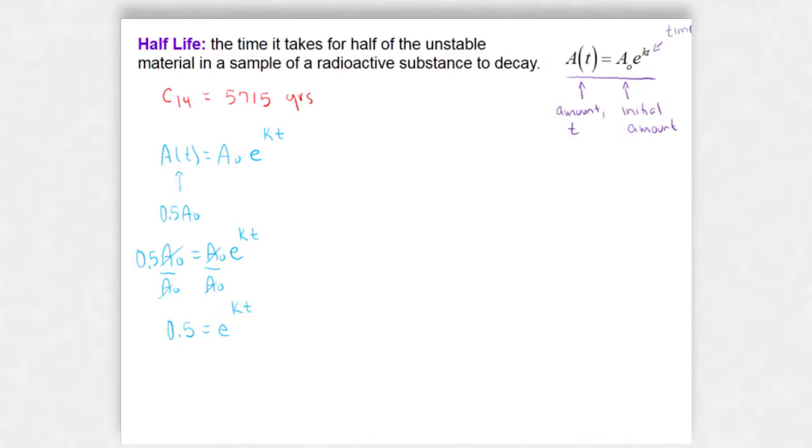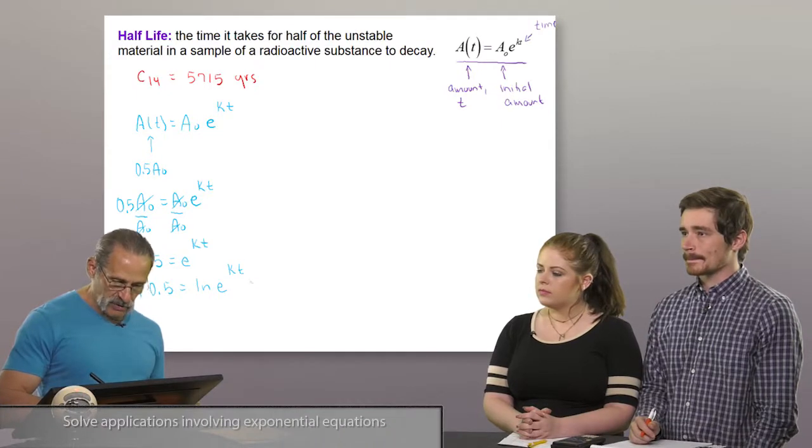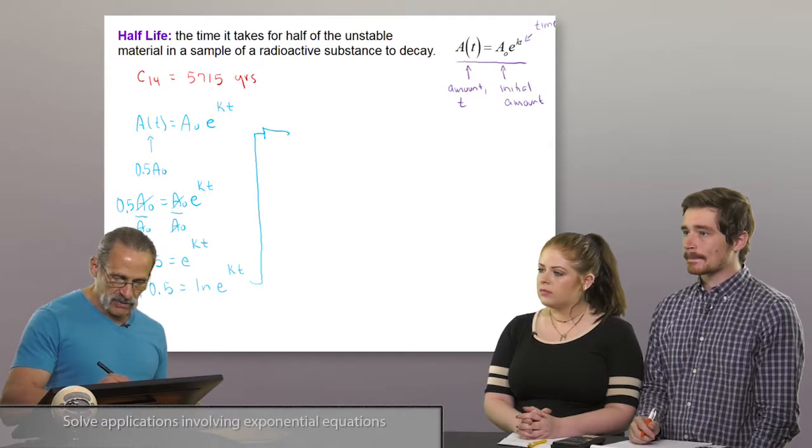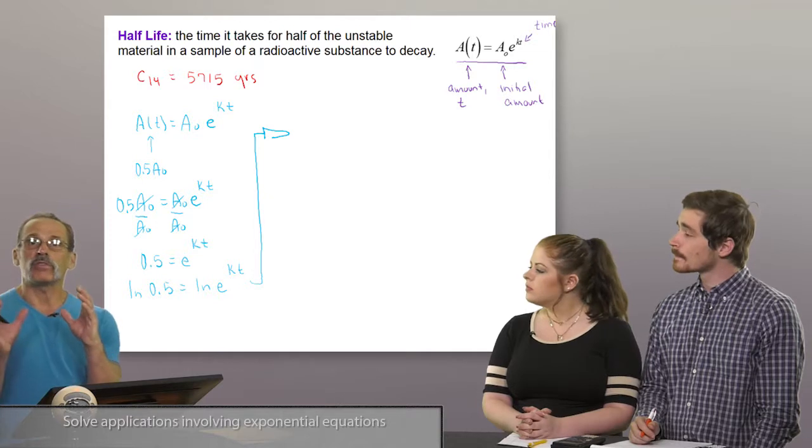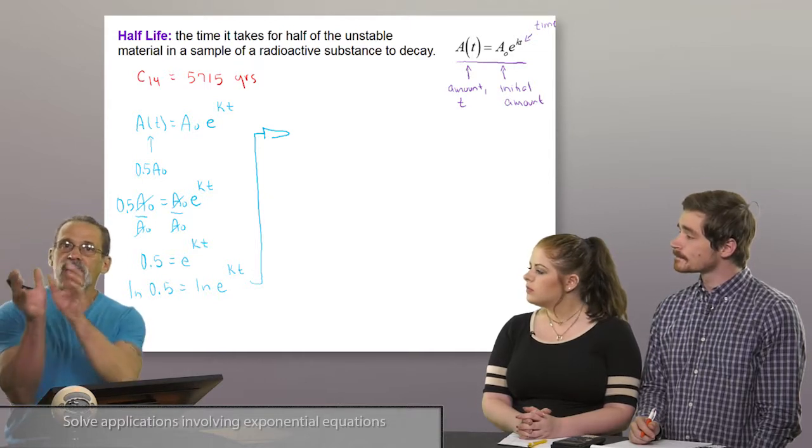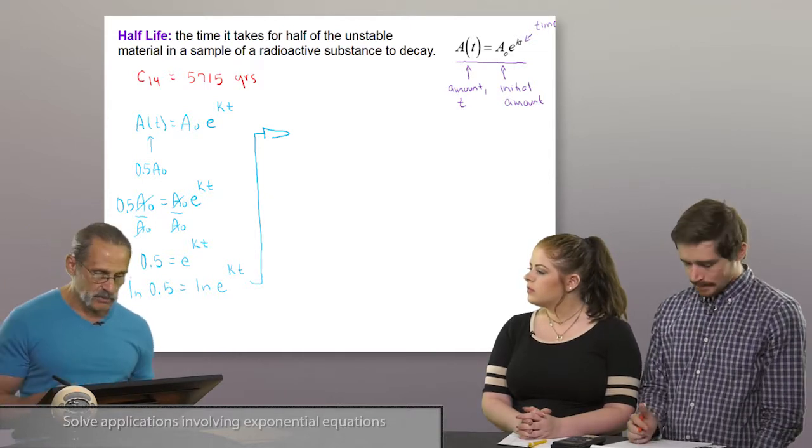I'm trying to solve for k, so I want to remove it from the exponent. I'll do that by taking the natural log of both sides. That gives me the natural log of 0.5 is equal to the natural log of e to the kt. I did that for one very specific reason: with the rules of logarithms, I can take my kt and bring it out in front.